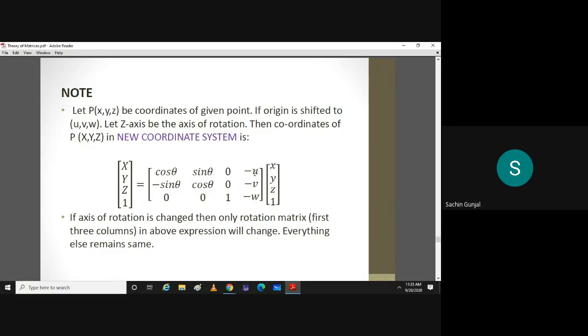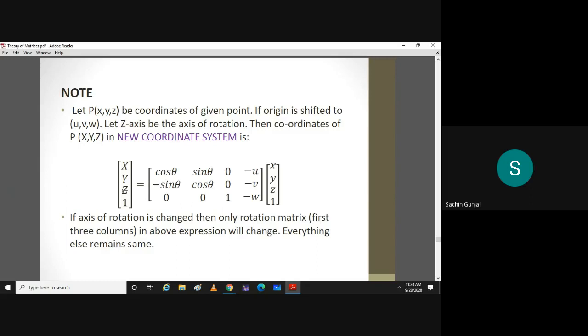Then minus u, minus v, minus w, and multiply it by x, y, z, and at last 1. Then you will have the resulting vector capital X, capital Y, capital Z.